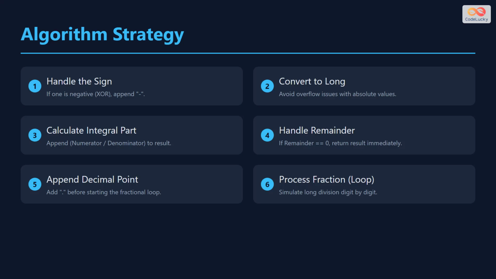Here is our step-by-step plan. First, determine if the result is negative using an exclusive OR on the signs. Second, convert inputs to long to prevent overflow. Third, append the integer part of the division. If the remainder is 0, we are done. If not, append a decimal point and enter a loop to calculate the fractional digits one by one.